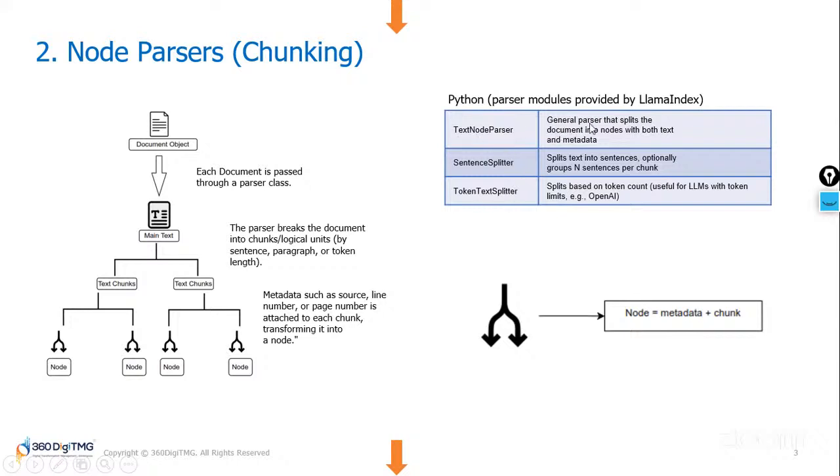TextNodeParser could be a general parser which splits the document into nodes. Then the sentence splitter splits the text into sentences, or groups the sentences in a certain way, like using a chunk. Then the TokenTextSplitter splits based on the token count itself. This is useful for LLMs with token limits. For example, with OpenAI, there are token limits when you're sending text, beyond which it cannot read and comprehend in one go. And what a node will do is take the metadata and the chunk along with it.